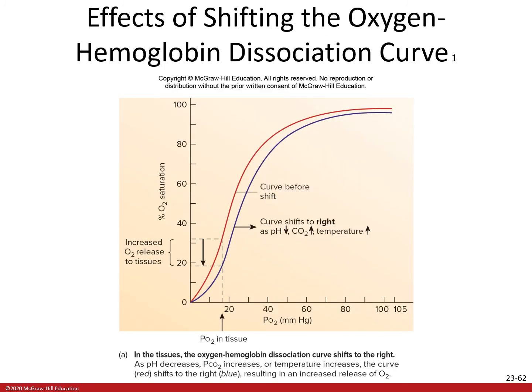So this first graph is showing you the normal oxygen hemoglobin dissociation curve in red. That's the curve before the shift. But then we're going to have pH decreasing, so we're getting more acidic. The partial pressure of carbon dioxide increases, or temperature increases, whatever is causing that pH to decrease and get more acidic. The curve, which again we're showing you the initial curve in red, is going to shift to the right, which is represented as the curve in blue. This is going to result in an increased release of oxygen.